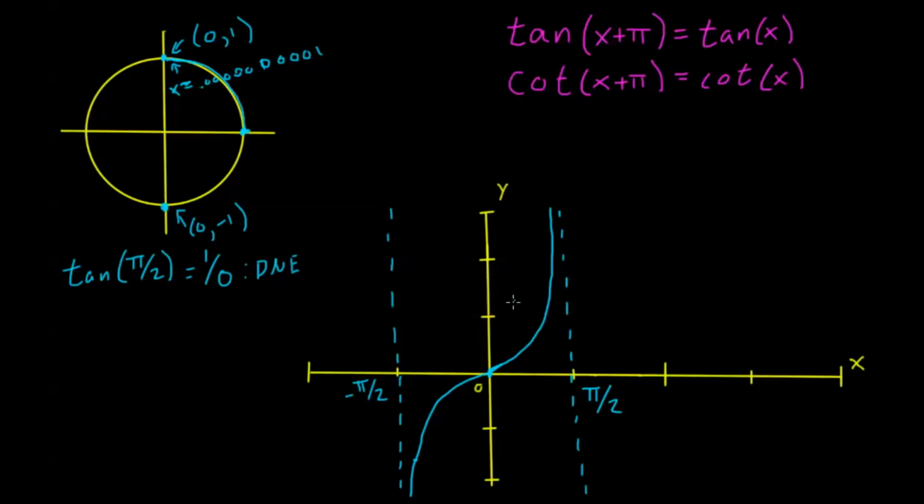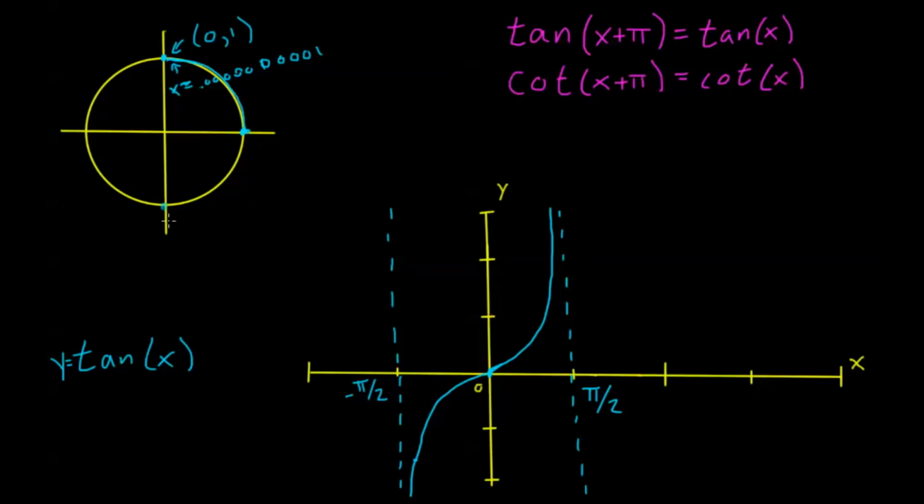Okay? So this is my one period of tangent. All right? So this is my graph of y equals tangent of x. This is my graph in blue over here. Okay, so this is one period, and we'll do some examples at the end of this unit with shifting, etc. Right now, I just want to show you this. Okay, now let's take a look at cotangent.